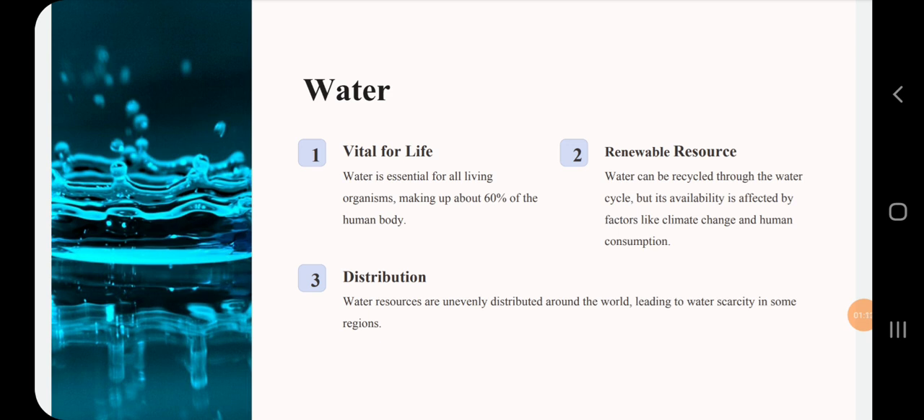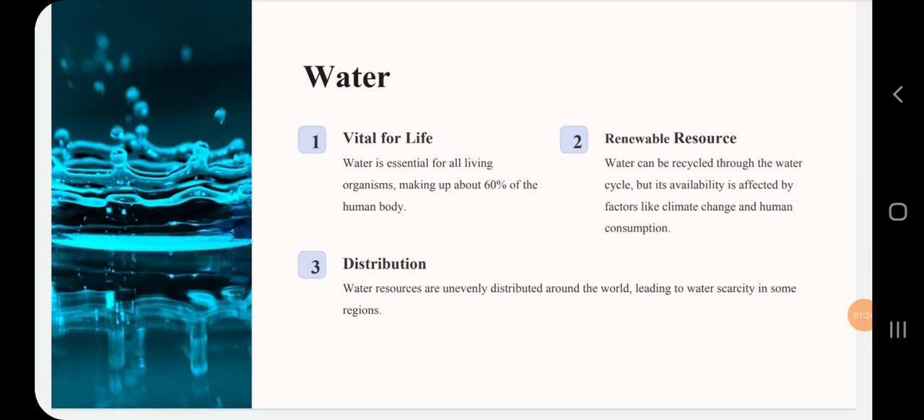Renewable resource. Water can be recycled through the water cycle, but its availability is affected by factors like climate change and human consumption. Distribution. Water resources are unevenly distributed around the world, leading to water scarcity in some regions.